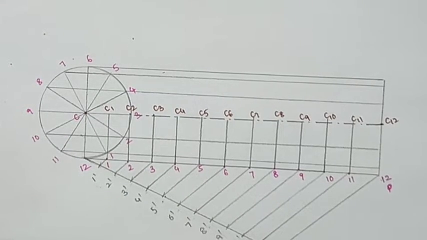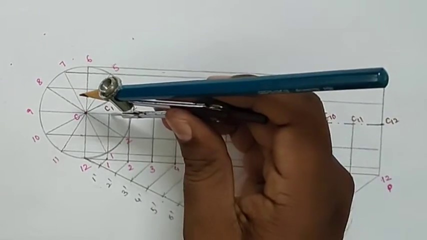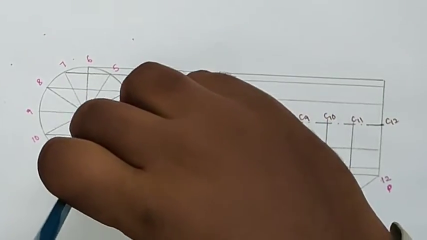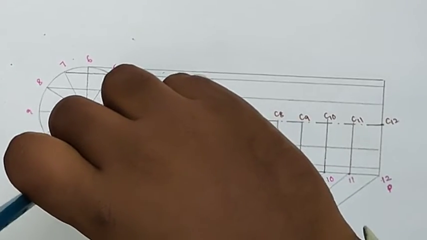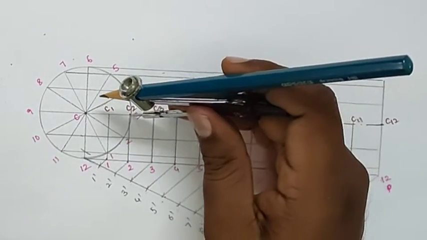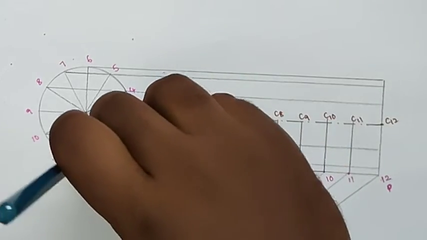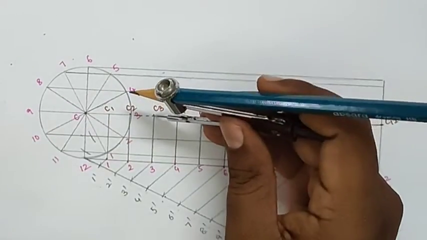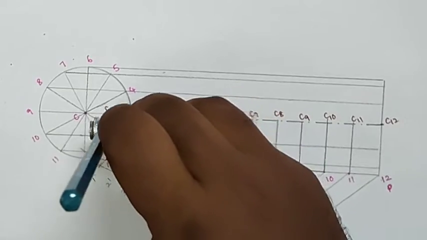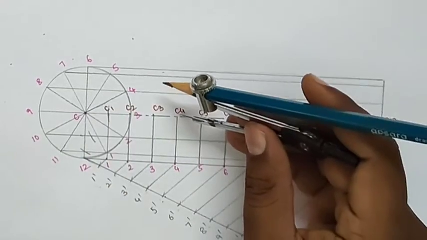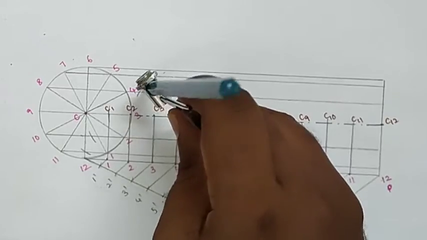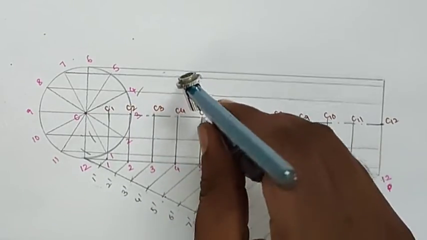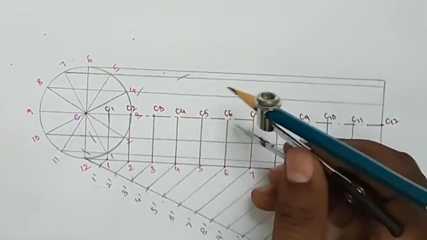Take the radius of the rolling circle from the points on the locus of center line. That means from C1, C2, C3, C4, C5 up to C12. These are the centers, and draw the arcs on the respective horizontal lines. From C1, draw an arc on the 11 and 1 horizontal line. Similarly, from C2, draw the arc on 10 and 2. Taking C3 as center, draw the arc on 9 and 3. From C4, draw the arc on 8 and 4. From C5, draw the arc on 7 and 5 horizontal line.